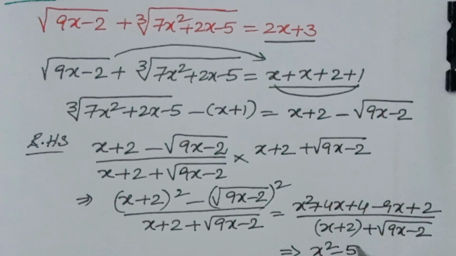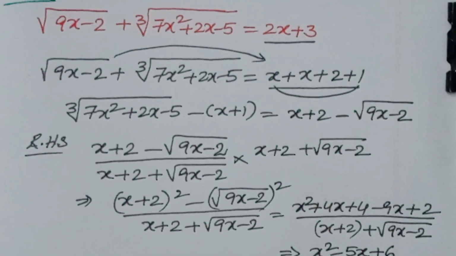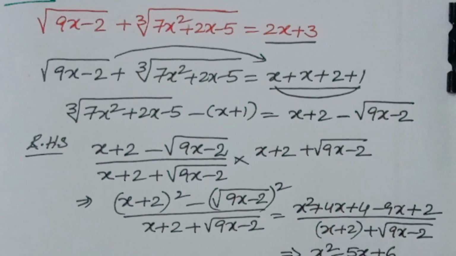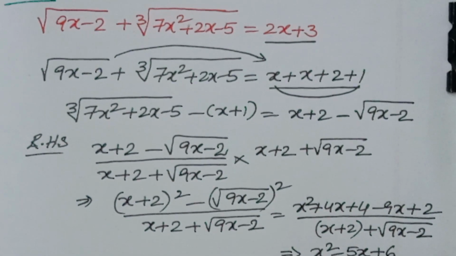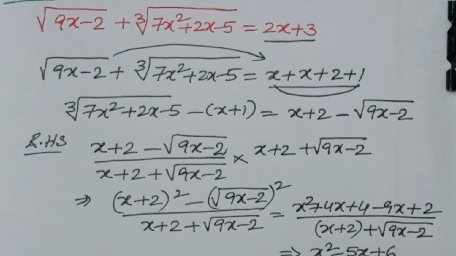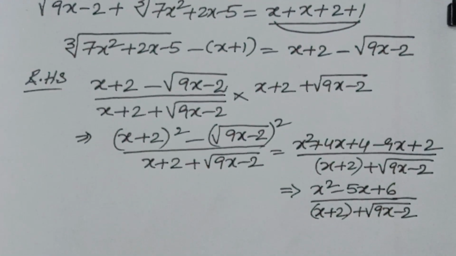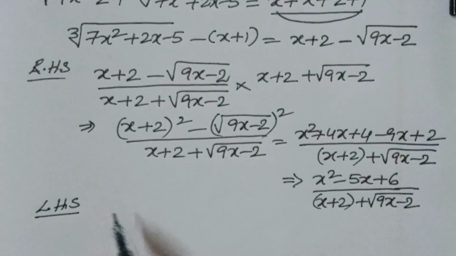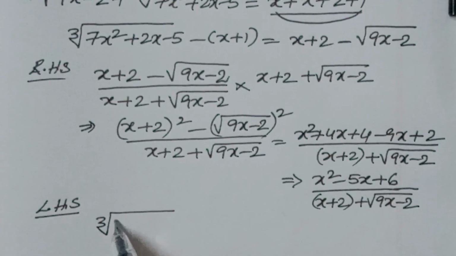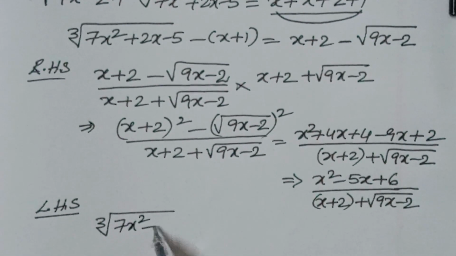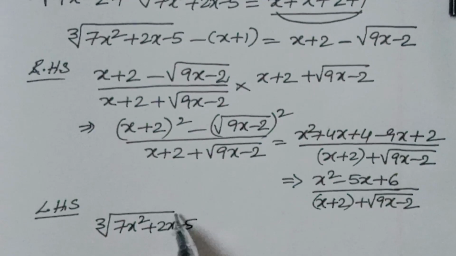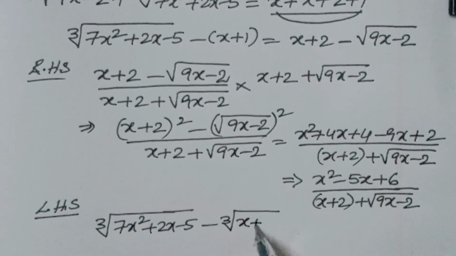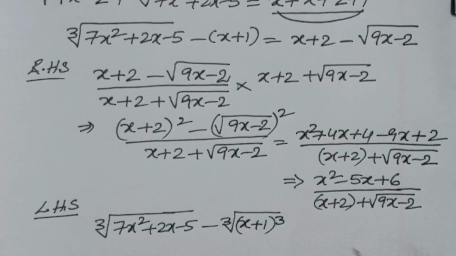Now if you solve this, you will get x square minus 5x plus 6 by x plus 2 into x plus 2 plus root of 9x minus 2. So this is RHS. If you take LHS, cube root of 7x square plus 2x minus 5, this one also I am writing as cube root of x plus 1 whole cube.